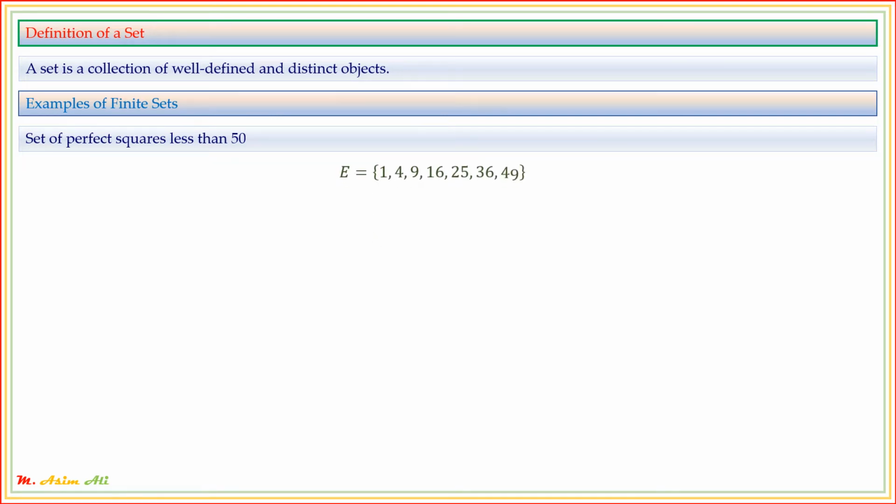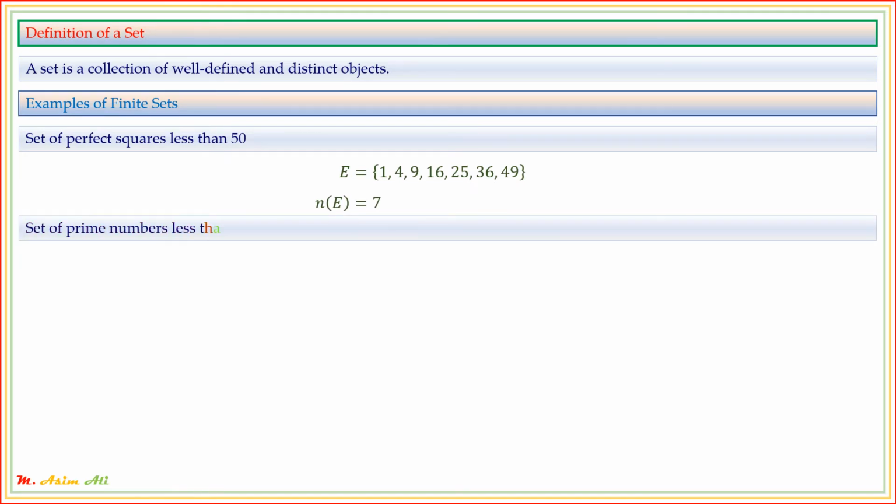So these are the perfect squares which are less than 50. And how many these numbers are, you can count them. The number of elements in set E is 7. So this is also the cardinality of set E.